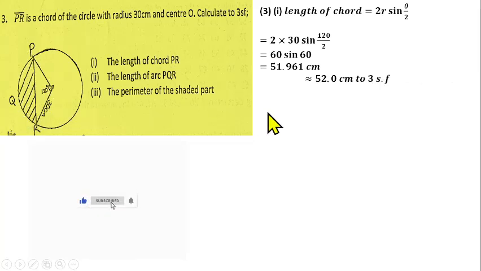So length of arc, we have to approximate to 3 significant figures. I didn't see that. So if you have made this answer to 3 significant figures, you have 52.0 centimeters to 3 significant figures. So I was talking about length of an arc.